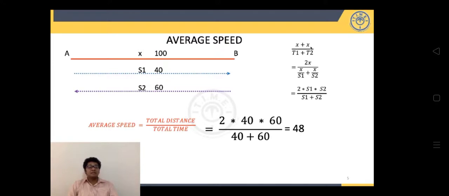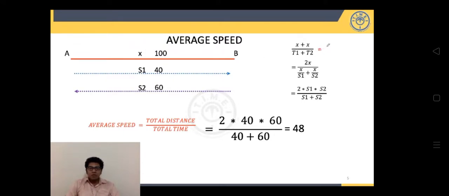If the distance is different, say A to B and then B to C, the average speed will not have this formula. Let's say I'm traveling a distance of 100 at 40 and the next distance is 200 at 60. So all the formula changes.